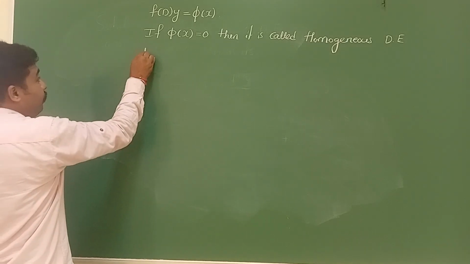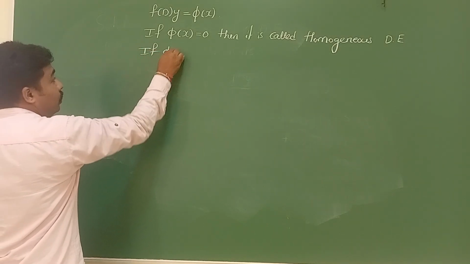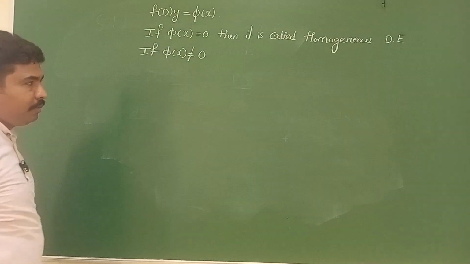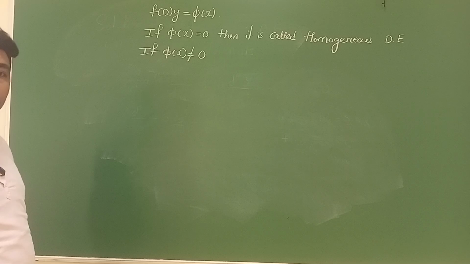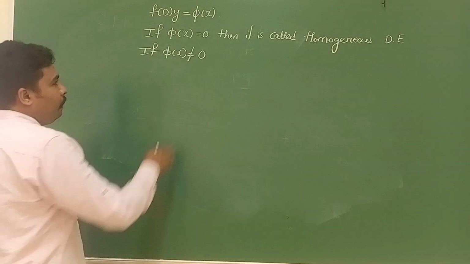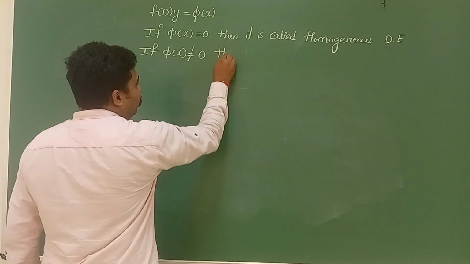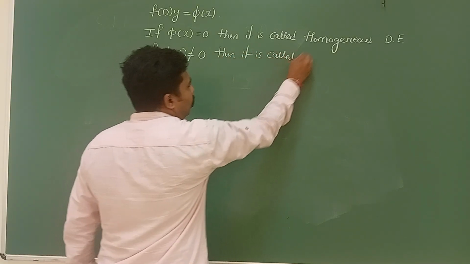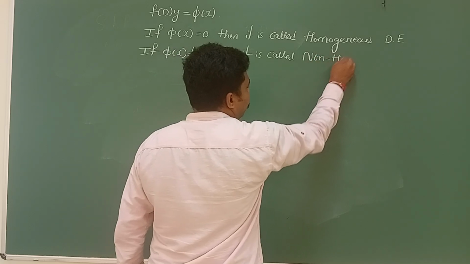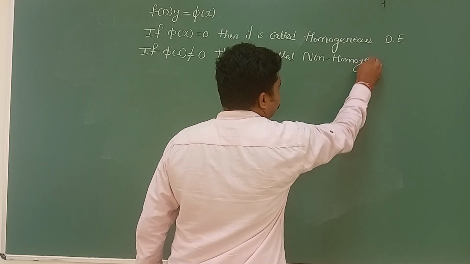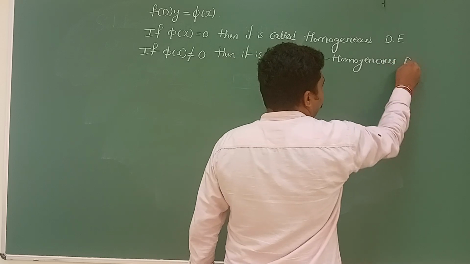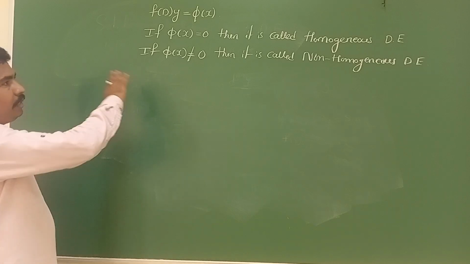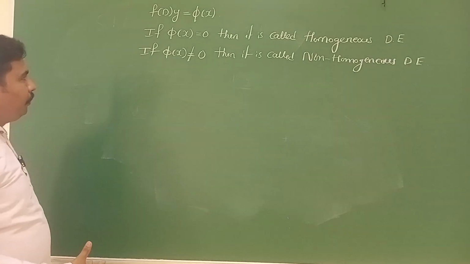And if this phi of x is not equal to 0, let it be any function of x, exponential, logarithmic, sine or cos, whatever it may be, then it is called a non-homogeneous differential equation. Okay, hope it is clear. Homogeneous and non-homogeneous, very simple.